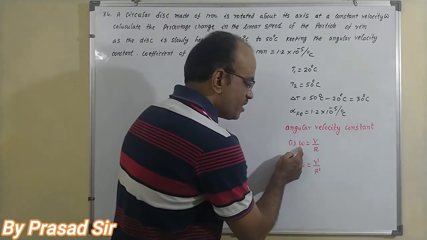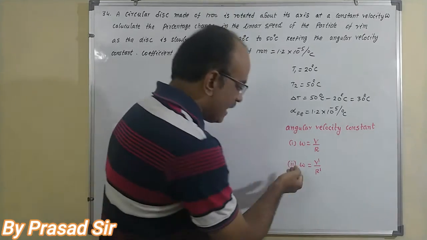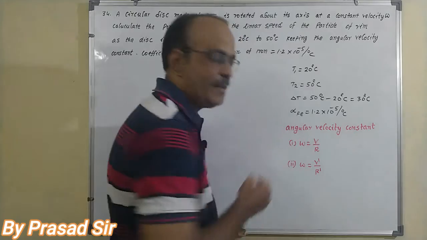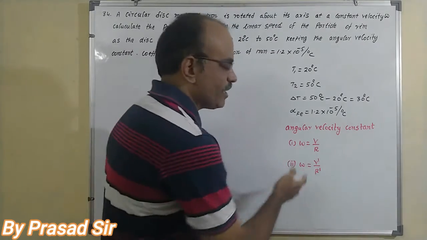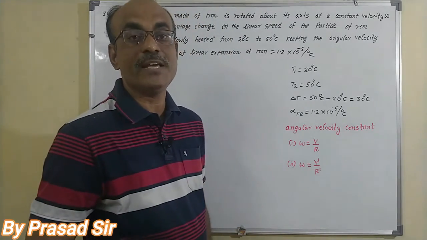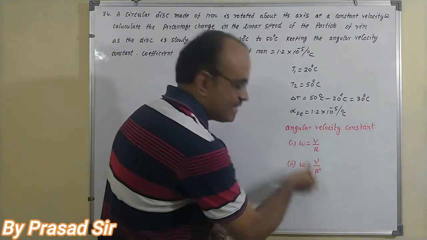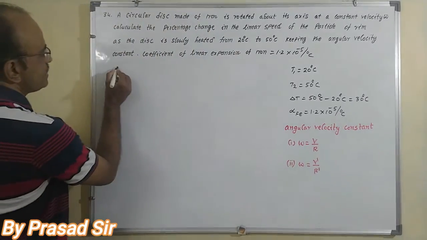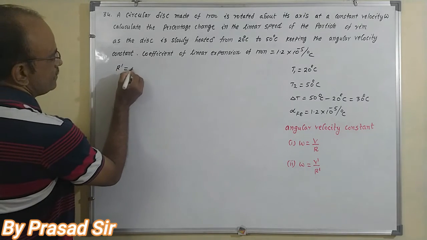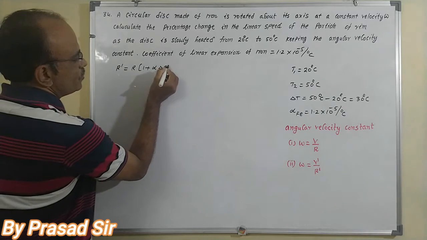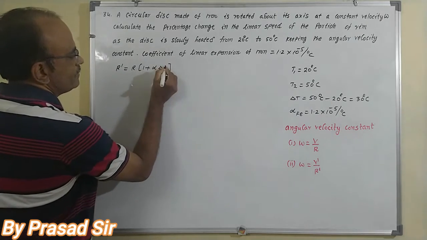Initially, angular velocity omega equals V by R. And finally, after heating, the angular velocity equals V dash divided by R dash. But remember, both are the same, because the angular velocity remains constant. Which one do we not know? First of all, we have to calculate this R dash. That R dash is nothing but R times 1 plus alpha into delta T.